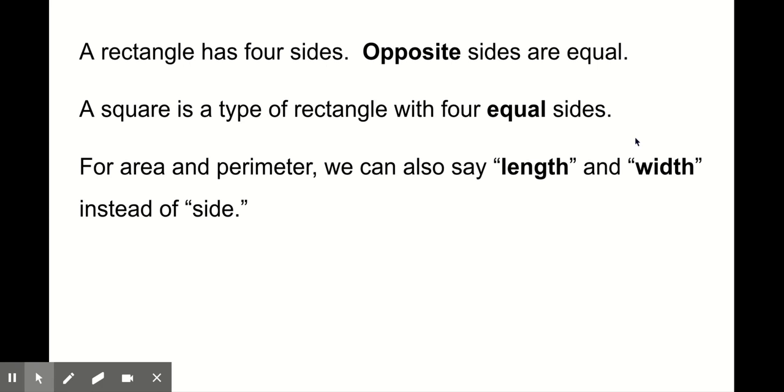1. A rectangle has 4 sides. The opposite sides are equal. 2. A square is a type of rectangle with 4 equal sides. And 3. For area and perimeter, we can also say length and width instead of the word side.